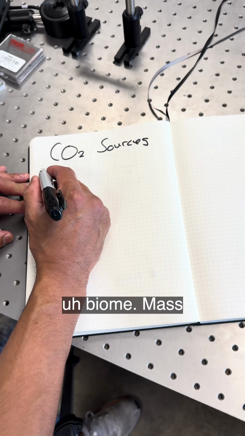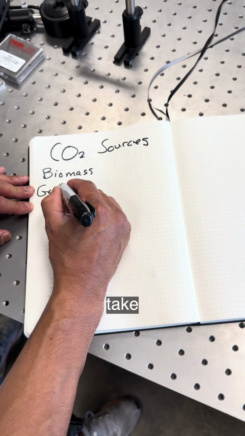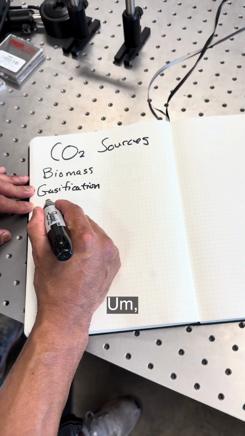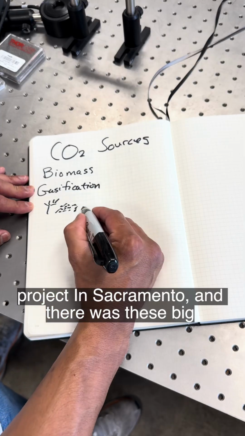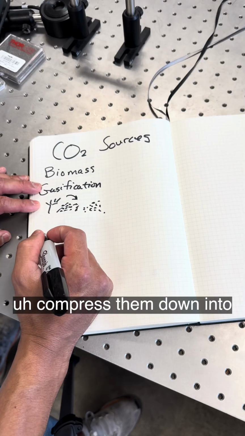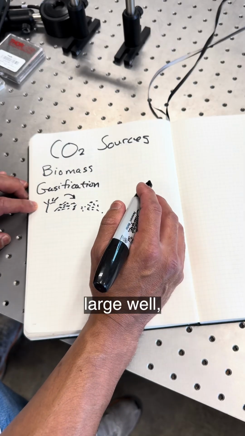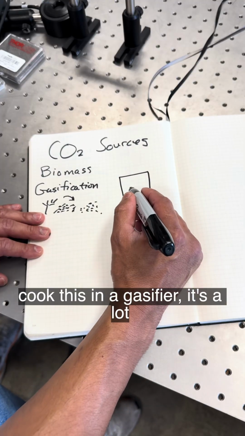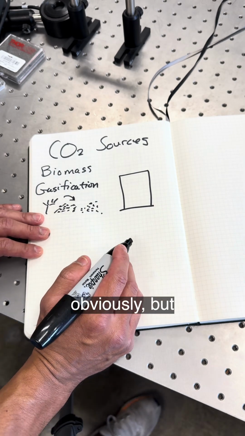I'm familiar with a biomass gasification project I worked on, where they take tree trimmings, natural waste. I did this project out in Sacramento, and there were these big piles of wood chips. So they take the trimmings, compress them down into chips, and then feed them into a gasifier. When you go and cook this in a gasifier, it's a lot more complicated than this photo or drawing, obviously.